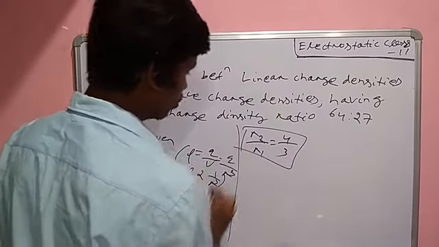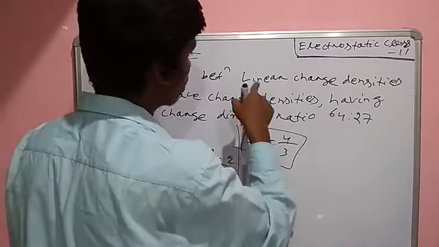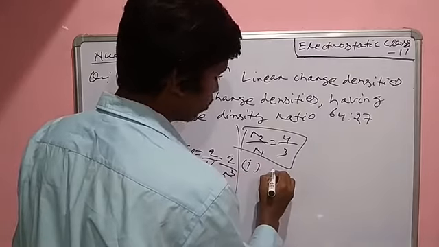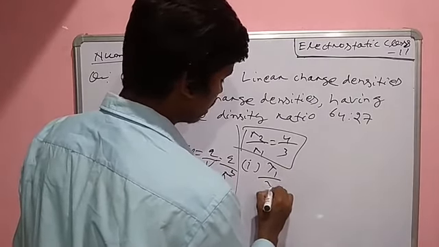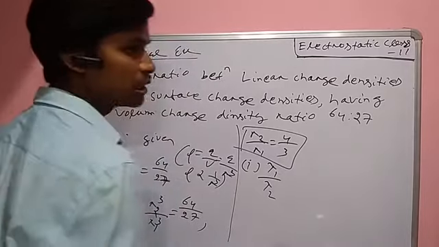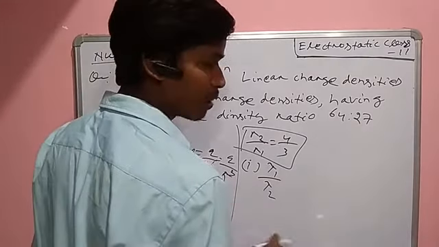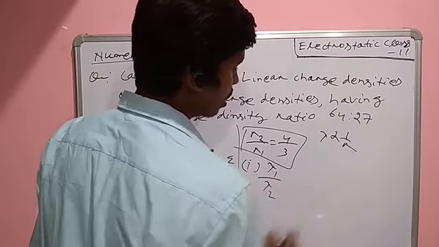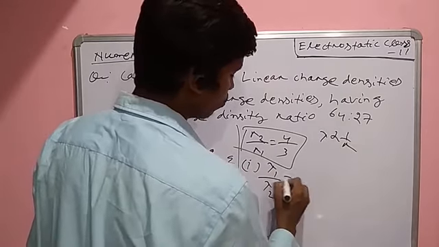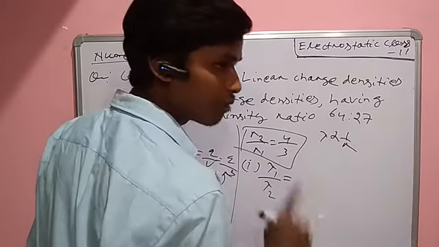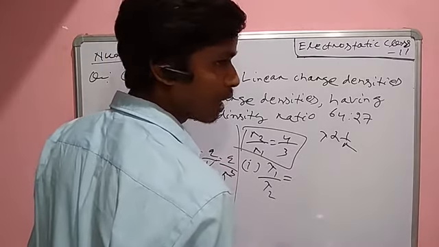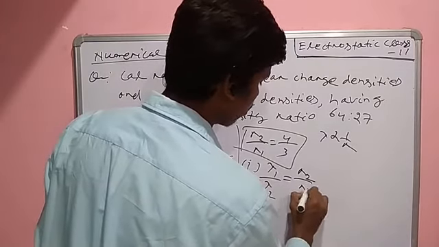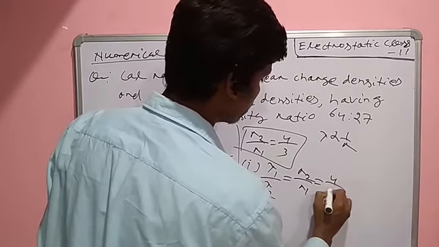This one. So we have to find the ratio of linear charge density. First, we have to find lambda 1 by lambda 2. Linear charge density is denoted as lambda. We have already known lambda is proportional to 1 by r. So lambda 1 is proportional to 1 by r1, lambda 2 is proportional to 1 by r2. So lambda 1 by lambda 2 is equal to r2 by r1, which is equal to 4 by 3.